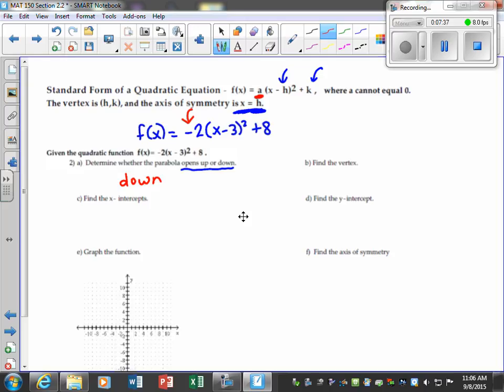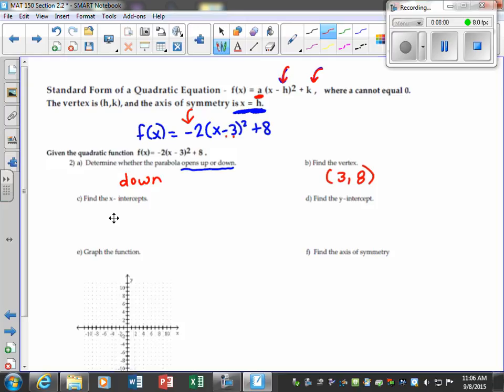The next thing is find the vertex. Well, they told us the vertex is (h, k), so it's going to be the opposite of this. So we get the vertex is going to be (3, 8), because this formula is minus h. So the vertex is (3, 8).